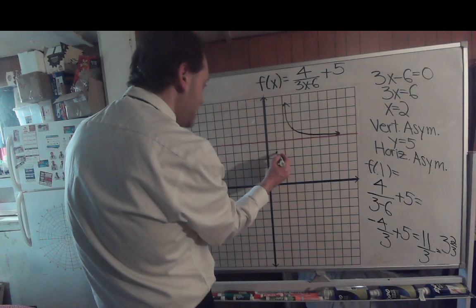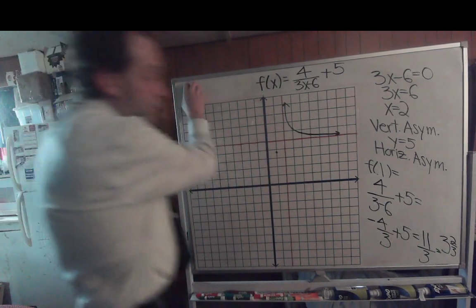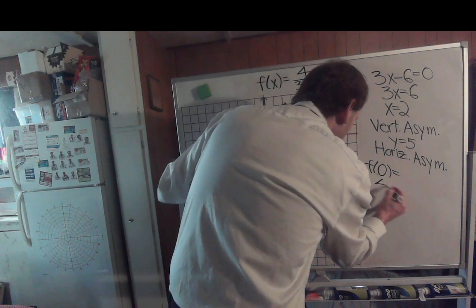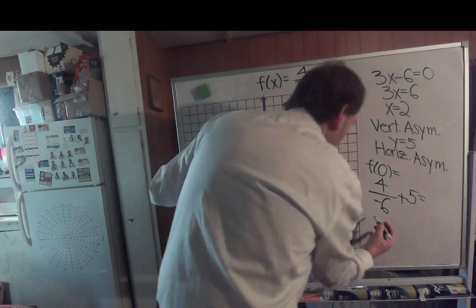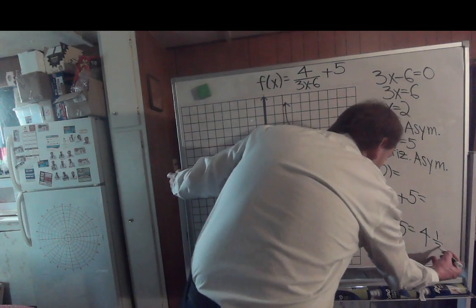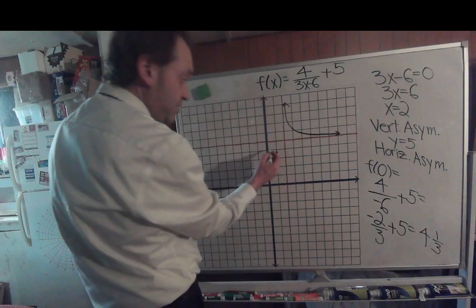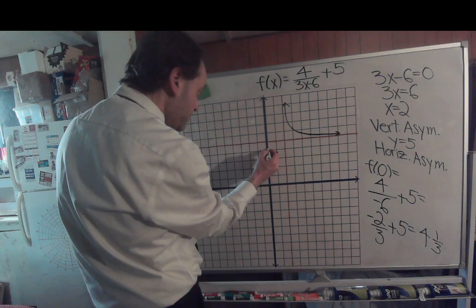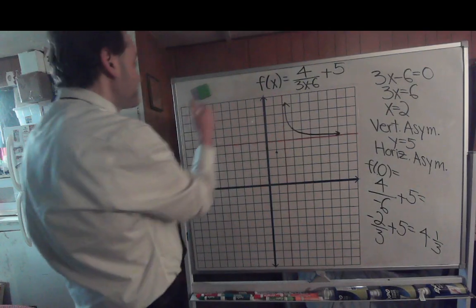All right, now why don't we pick x is 0? So let's do x is 0. So that's going to be 4 over negative 6 plus 5, which would equal negative 2/3 plus 5, which would end up equaling 4 1/3. So when x is 0, you end up getting 4 1/3, which is about right there.